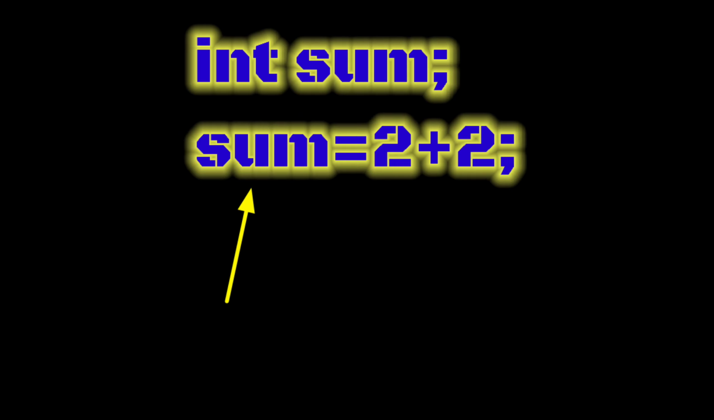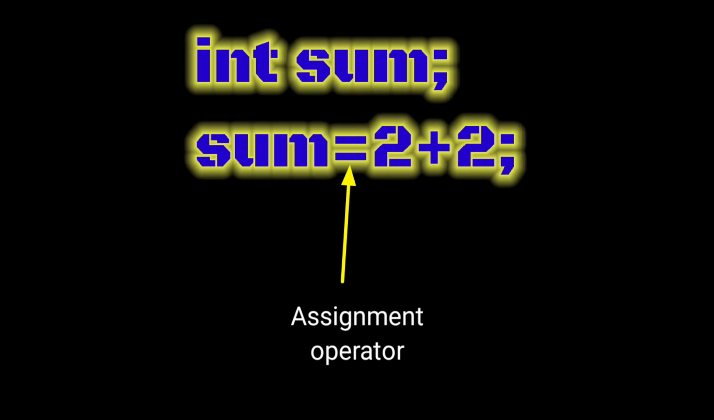Next we have a variable sum, and sum assign 2 plus 2. Here sum is the variable. This is an assignment operator which will assign the value to the sum variable after adding 2 plus 2. So the sum variable will be initialized with 4.